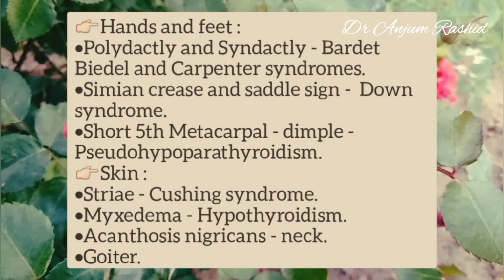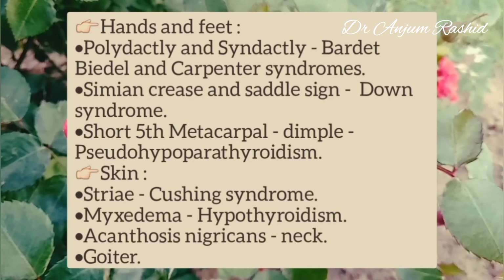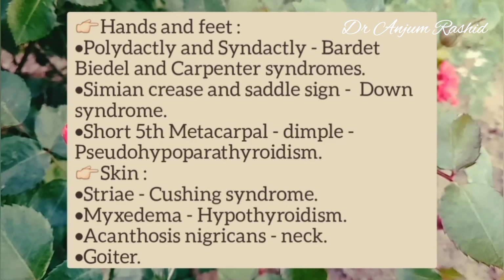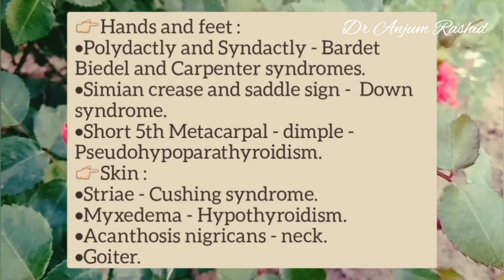Skin examination is also important because striae point towards Cushing's syndrome. Myxedema is a feature of hypothyroidism. Now in severe obesity, a thick, dark, raised, rough rash is present on the neck, and this is called acanthosis nigricans. Goiter is a feature of hypothyroidism.